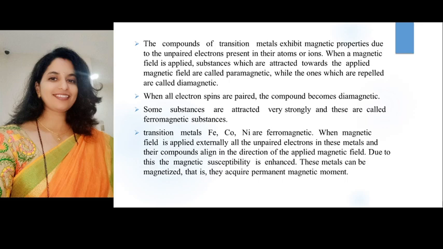When all electron spins are paired, the compound becomes diamagnetic. Some substances are attracted very strongly, and these are called ferromagnetic substances. Transition metals like iron, cobalt, nickel are ferromagnetic. When a magnetic field is applied externally, all the unpaired electrons in these metals and their compounds align in the direction of the applied magnetic field. Due to this, the magnetic susceptibility is enhanced.